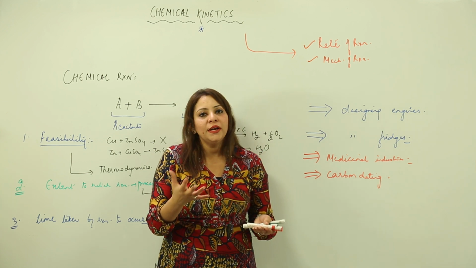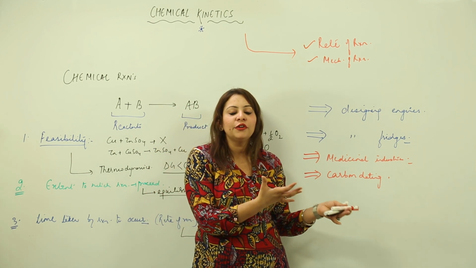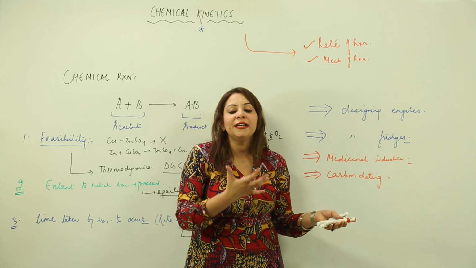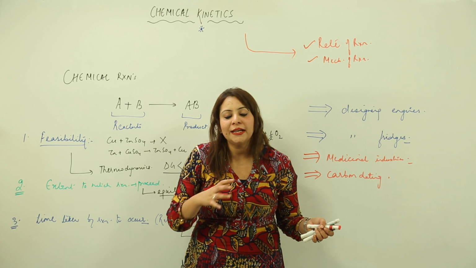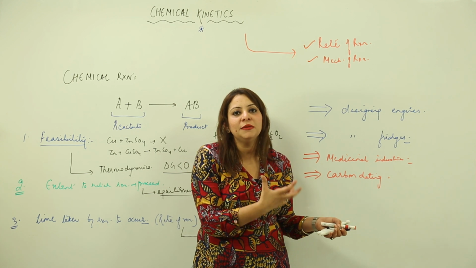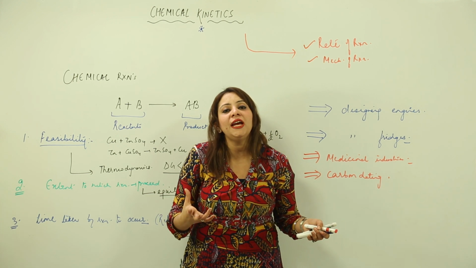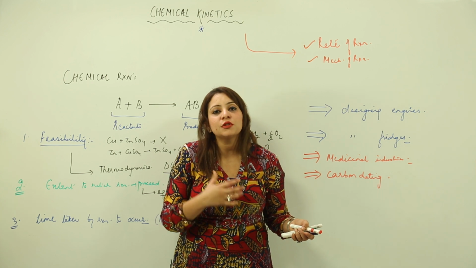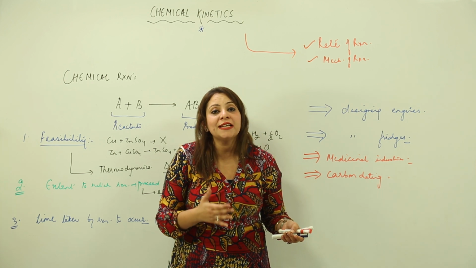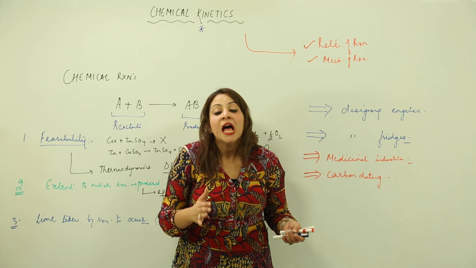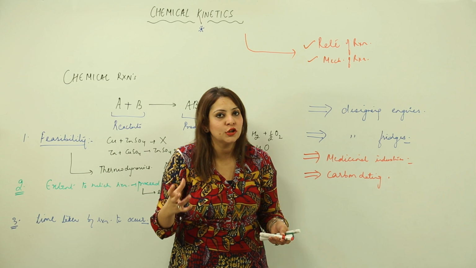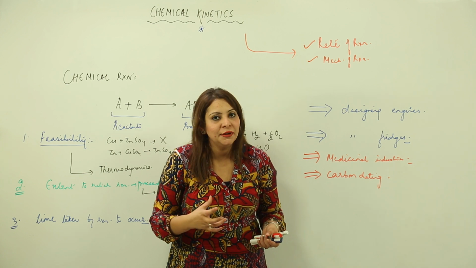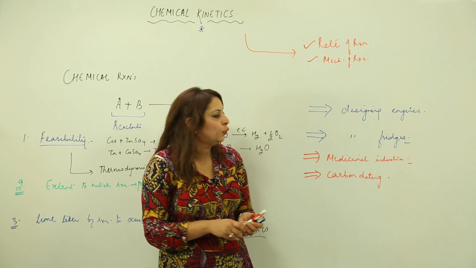So what happens when there is any living creature existing? It has a C14 isotope in it. When that organism dies and we want to know the age of the fossil, we study the rate at which the C14 disintegrates, and this gives us an idea regarding the age of the fossil. So this is what is called carbon dating. So again, chemical kinetics is playing a role in it.